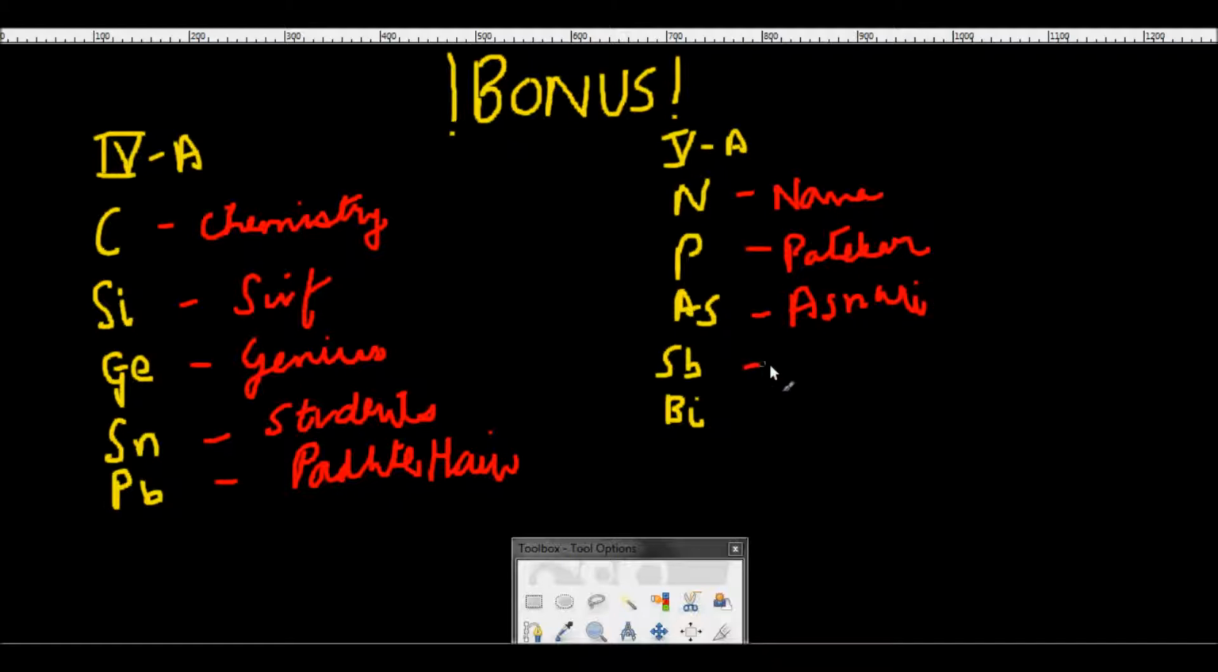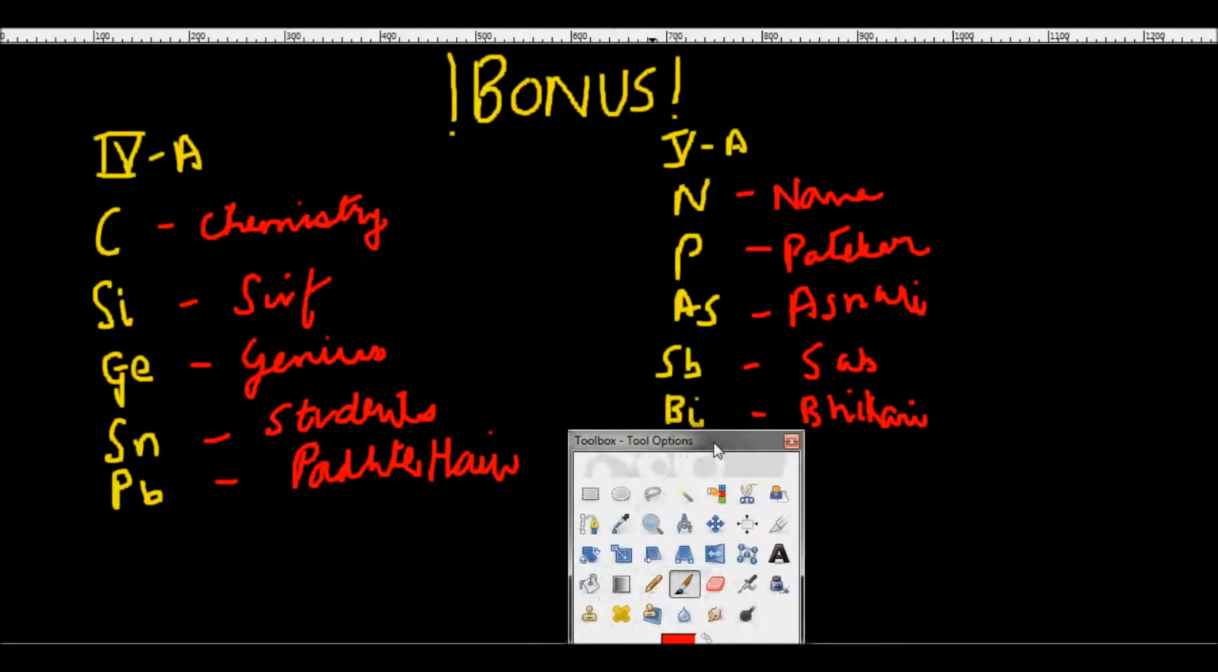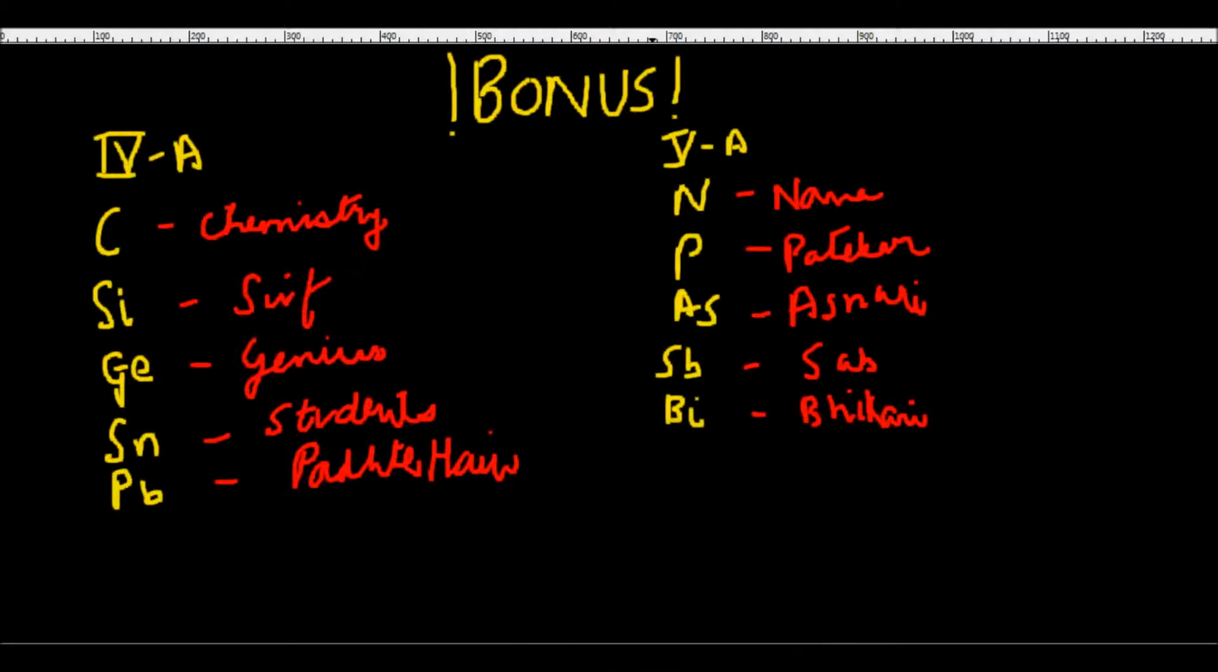It's Asnari. And then you have sub, not the sub TV, but sub meaning everyone. Bhikari. So you have Nana Patekar, Asnari, Sub, Bhikhari. So this is how you remember the fifth group. Alright, inching closer towards victory.